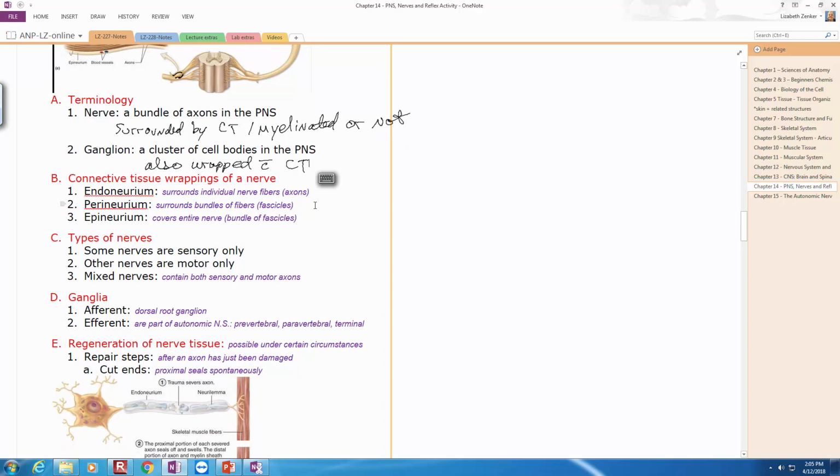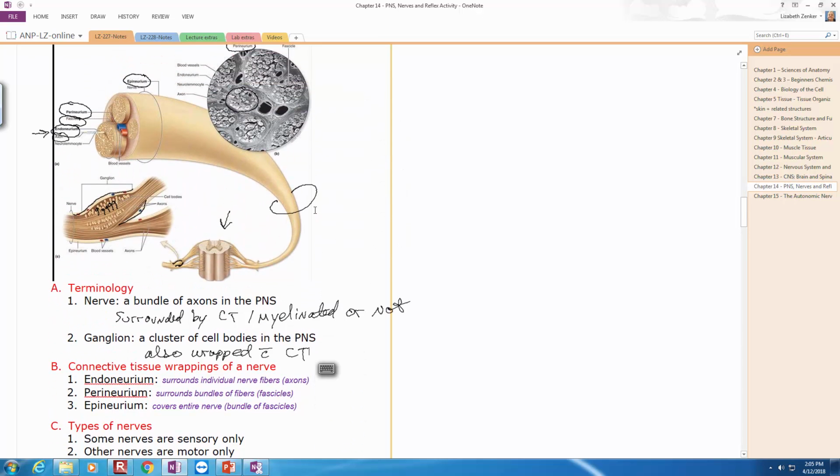So if you look back up here, this has a CT wrapper around it here as well. That's what they're showing you, okay? And so the terms there are what we just talked about: connective tissue wrappings of a nerve. Endoneurium surrounds the individual nerve fibers or the axons. Perineurium, peri is around, so it surrounds the bundle of fibers. This is the fascicle that we said, just like on the muscle cells, skeletal muscle.